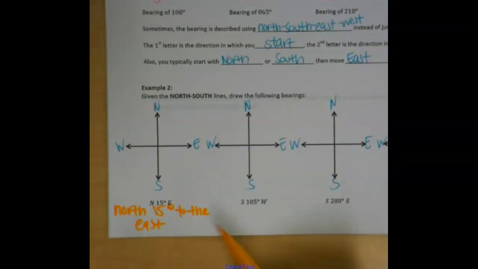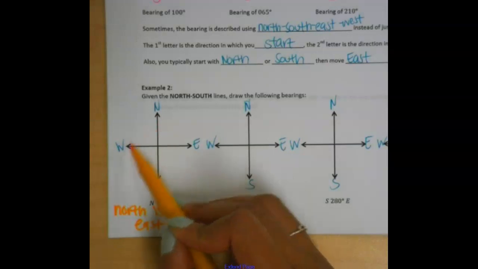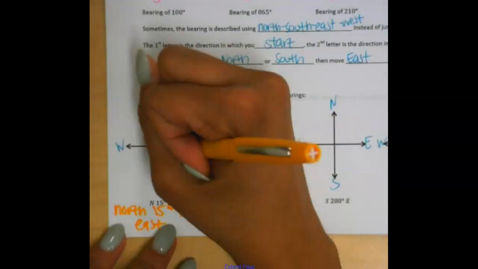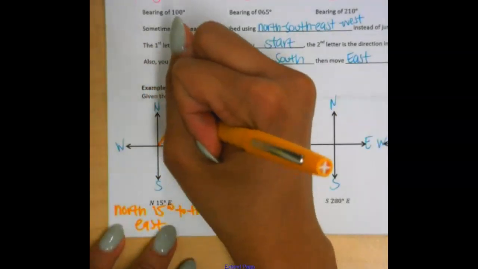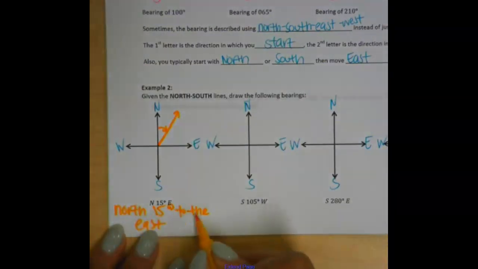So what it's telling you to do is start in the north direction, and you're going to go towards the east. Is the east to the left or to the right? To the right. So you're just going to go to the right about 15 degrees, very small, and this would be how far you go. North, 15 degrees, east. That's all you would do.